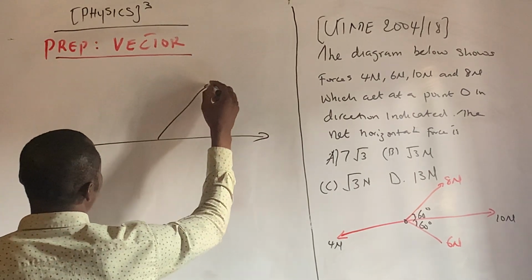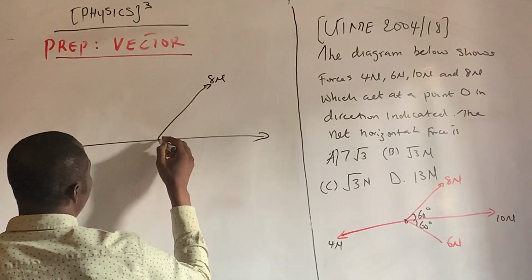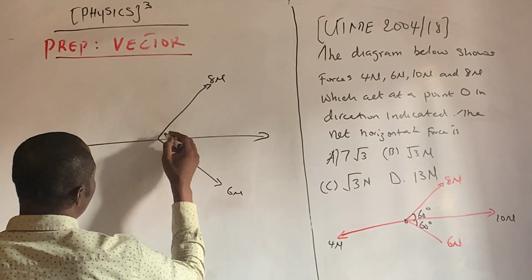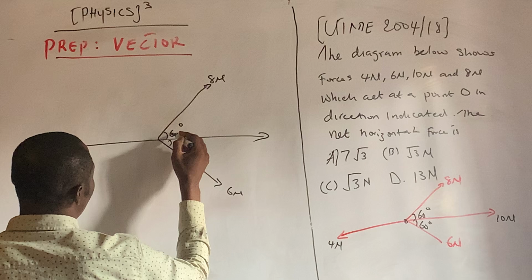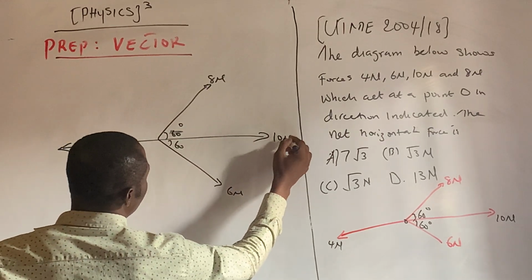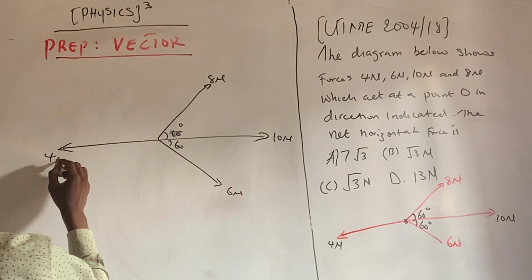Acting towards this point is 8 Newton. Acting towards this point is 6 Newton. And then we have 60 degrees and we have 60 degrees. All right, it's 60 degrees. And then we have 10 Newton. And then we have 4 Newton.